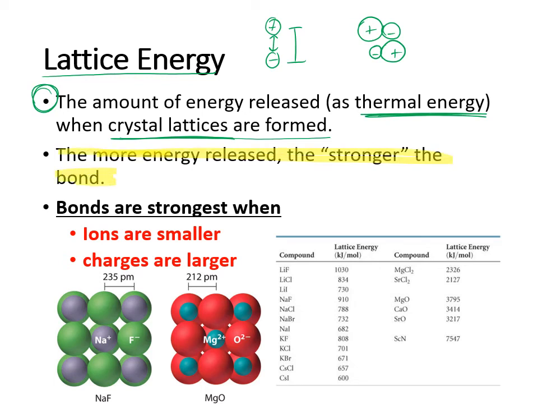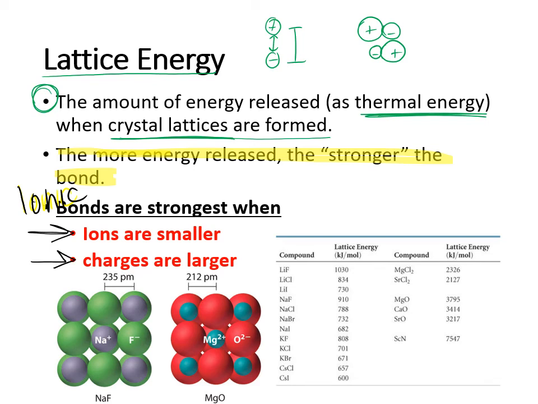So the question becomes, okay, well, how do I know what's going to release more energy? And there are two criteria. Ionic bonds are strongest when the ions are smaller. That's why we studied ionic radius. And the charges are larger.